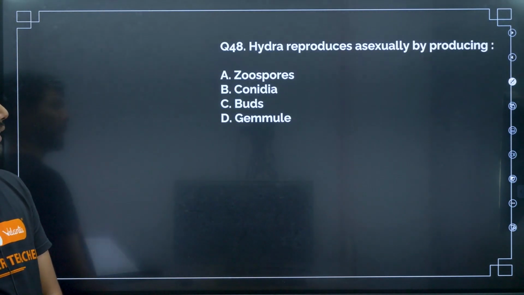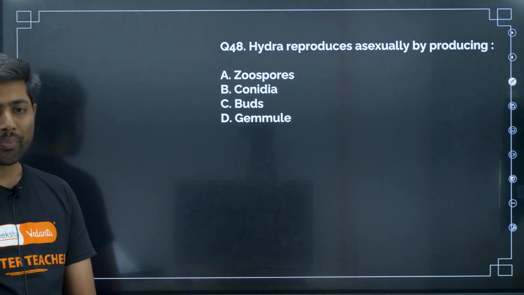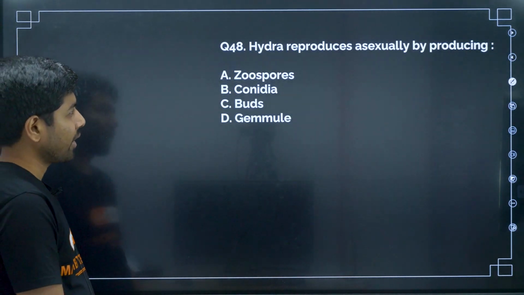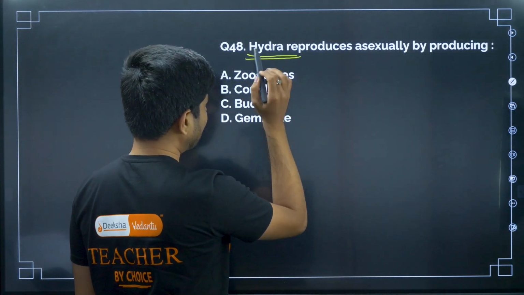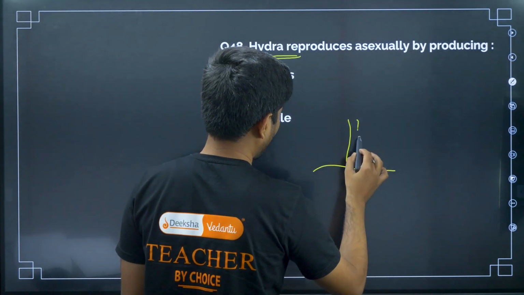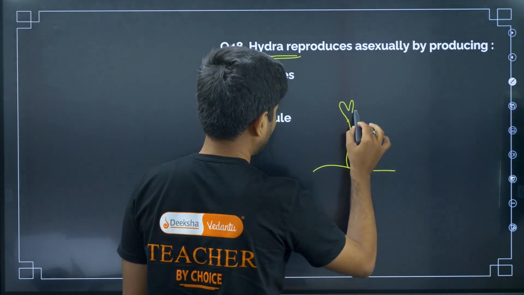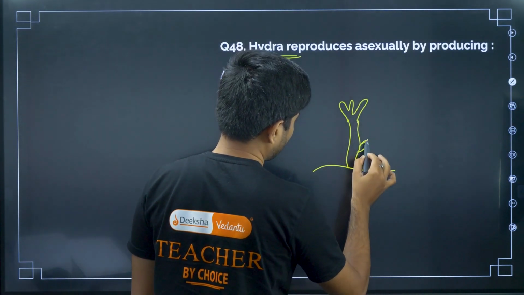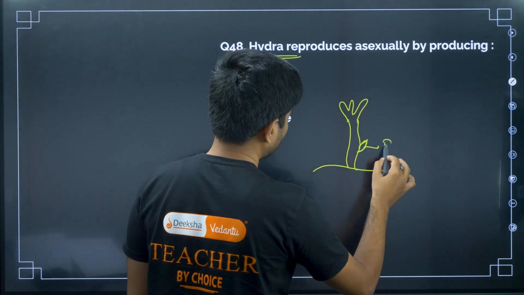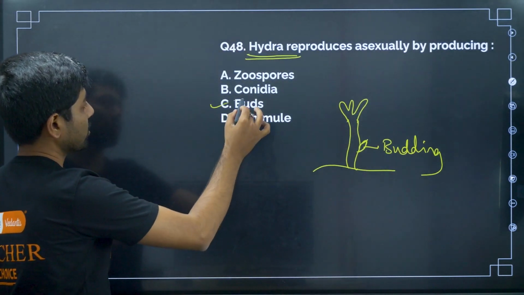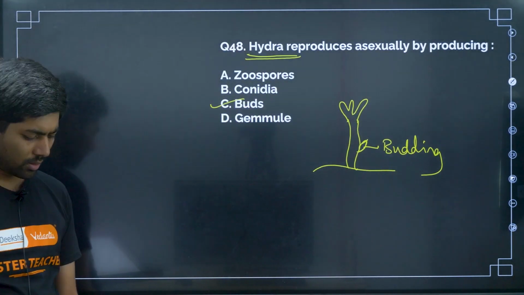Look at question number 48. Hydra reproduces asexually by producing what? You know Hydra, right? It's a coelenterata. Now if you look at the structure of Hydra, somewhat like this, what does it do? It will produce small buds. It will produce budding. Budding is a process. Therefore it produces buds. That's a simple answer.